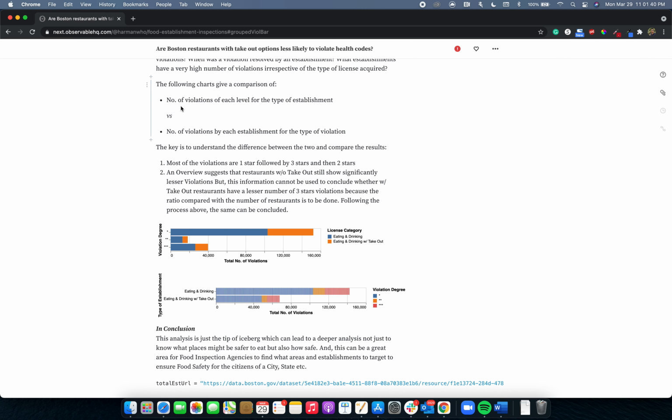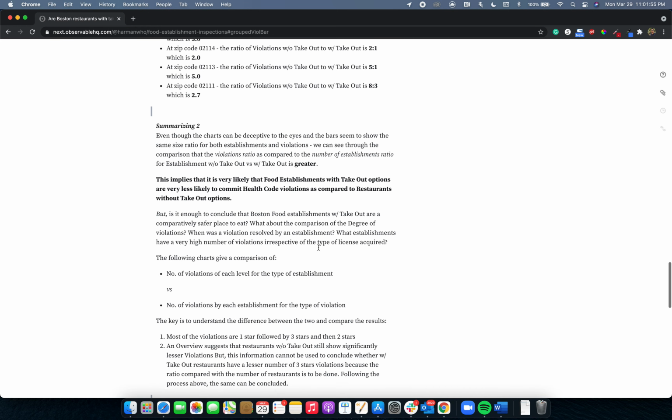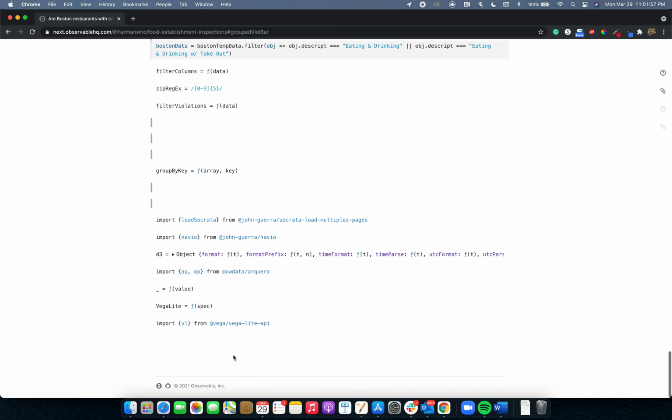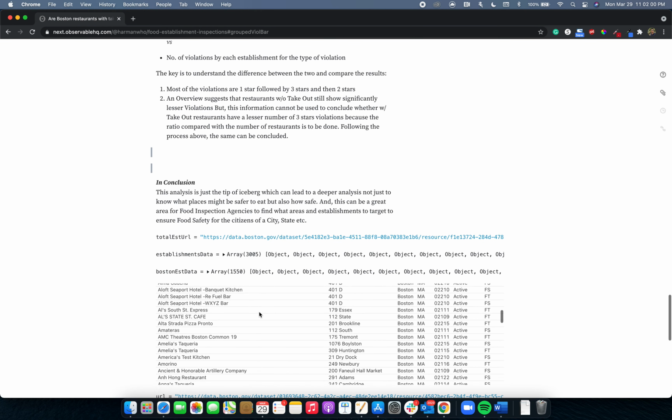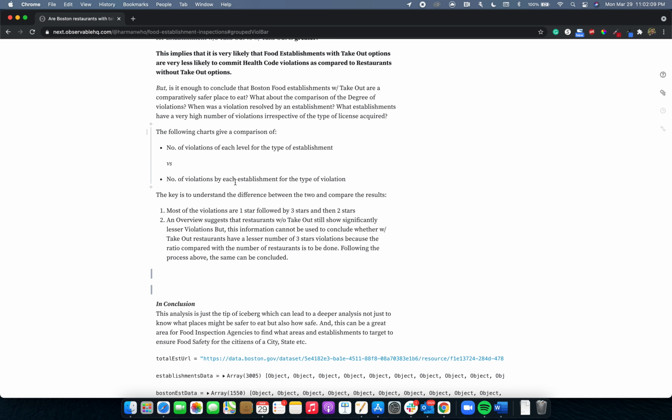One is number of violations of each level of violation for the type of establishment, and the other one is number of violations for each type of establishment. Just give me a minute. Yeah, so that's the number of violations by each establishment for the type of the violation.